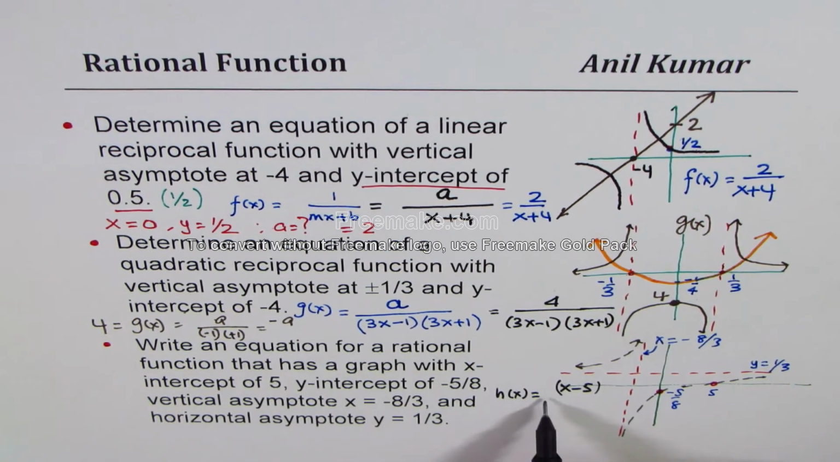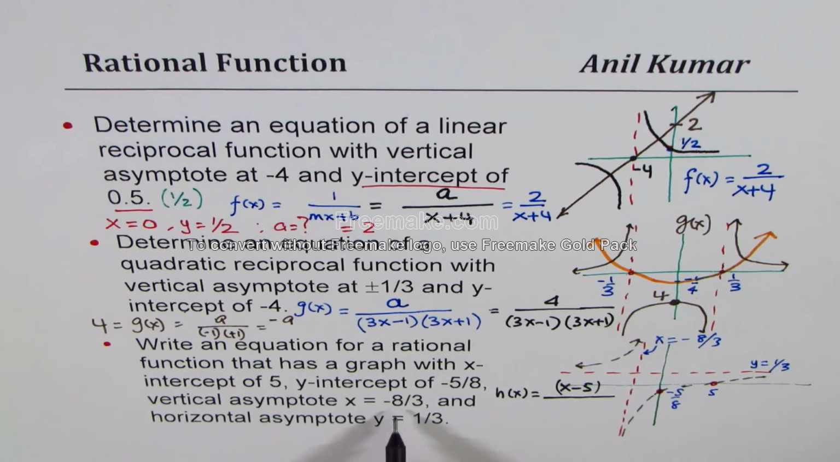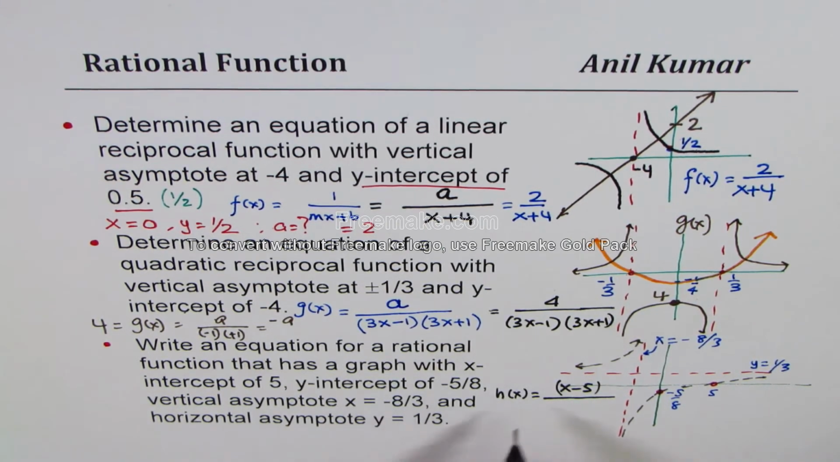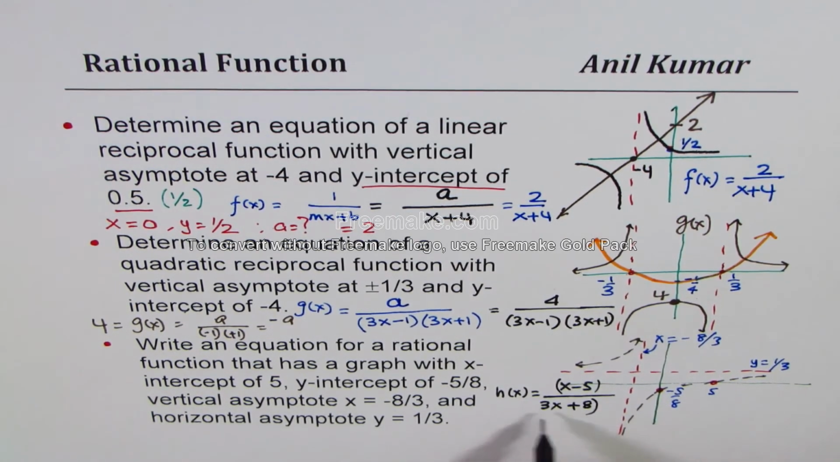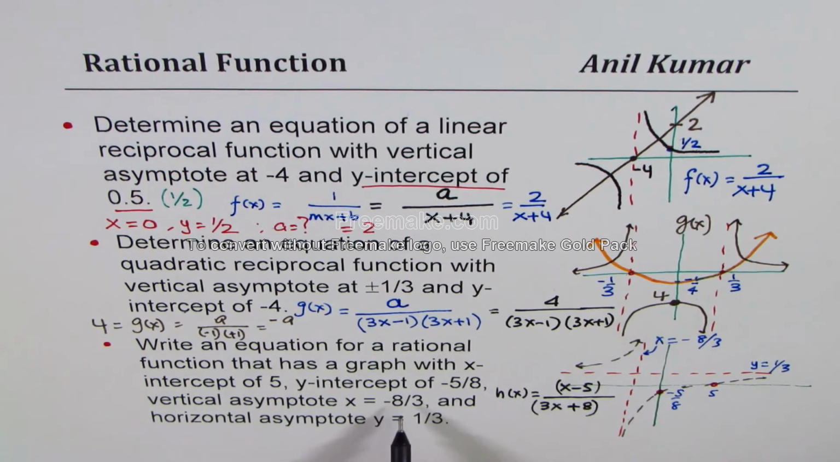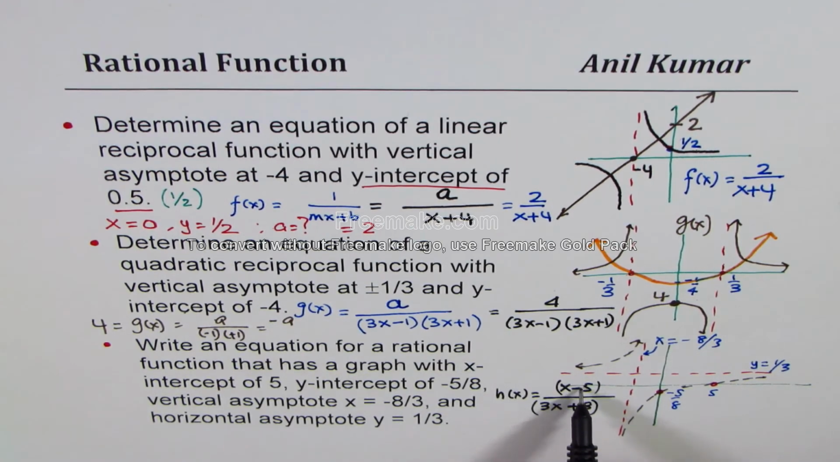Vertical asymptote at x equals minus 8 over 3. Let's look into vertical asymptote. So first, vertical asymptote is very critical. Minus 8 over 3, that means it is 3x plus 8, right? So that will ensure vertical asymptote of minus 8 over 3. Now we want to find horizontal asymptote 1 over 3. So when we are given horizontal asymptote 1 over 3, degree of numerator and denominator should be the same, perfect. Here it is. If x is very large, 1 over 3 is the leading coefficient ratio, so that works automatically. So this is simple in this respect.